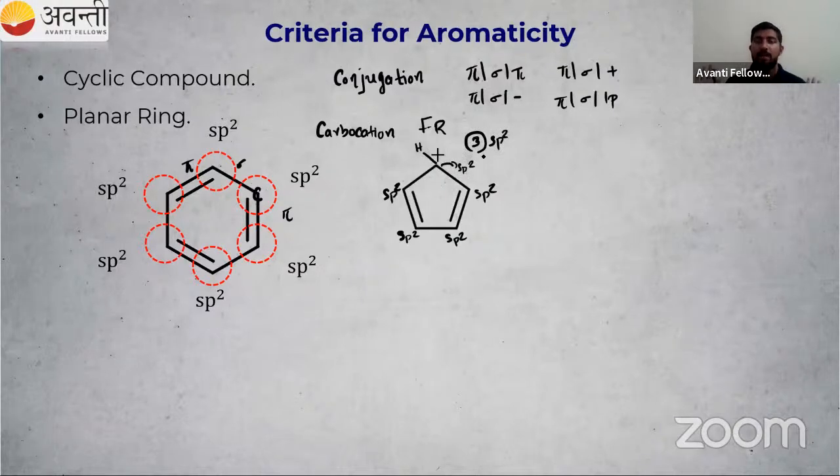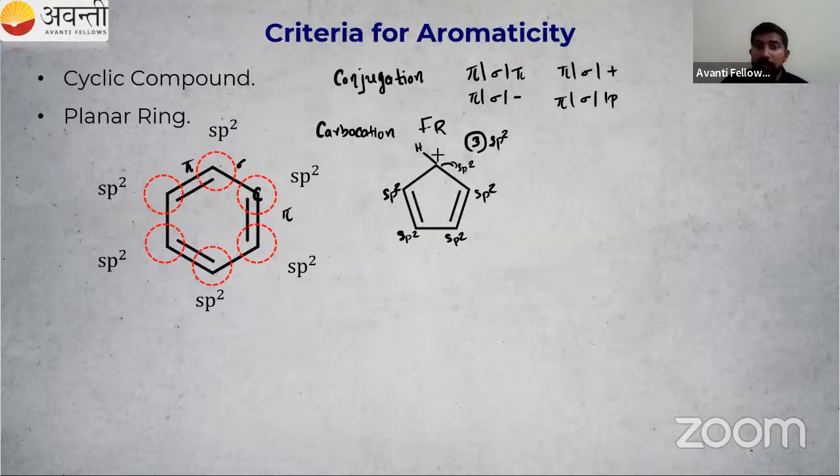So it is a planar ring. What is positive charge? What does that mean? Positive charge means no electron, right? It is a vacant orbital. Positive charge, vacant orbital. So this condition is also followed.